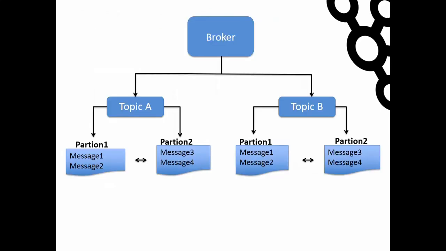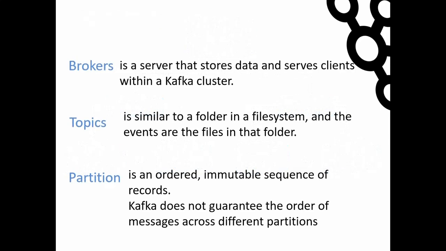Let's discuss Kafka brokers. These are servers that store data and serve clients within a Kafka cluster. Each broker contains topics and their partitions. A topic is similar to a folder in a file system, where events act as files stored within it. A partition is an ordered, immutable sequence of records that allows Kafka to scale efficiently. However, Kafka does not guarantee message order across different partitions.